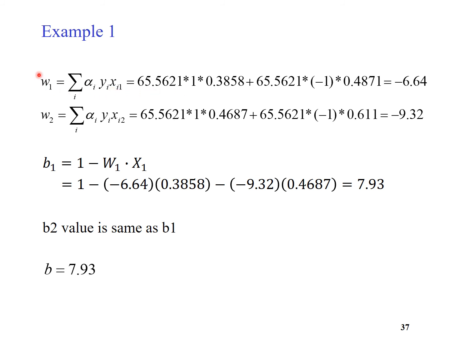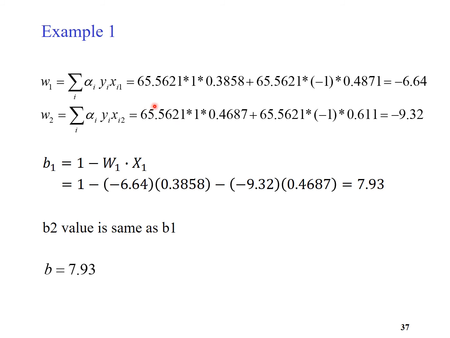So for W1, we consider the first attribute. This is the alpha of the first data point, this is the alpha value of the second data point, this one here is the class value of the first data point, this is the class value of the second data point, and this is the value of the first attribute of the first data point. This one here is the first attribute of the second data point.